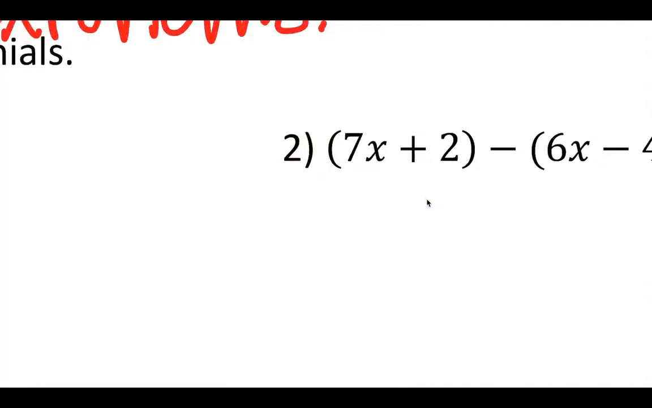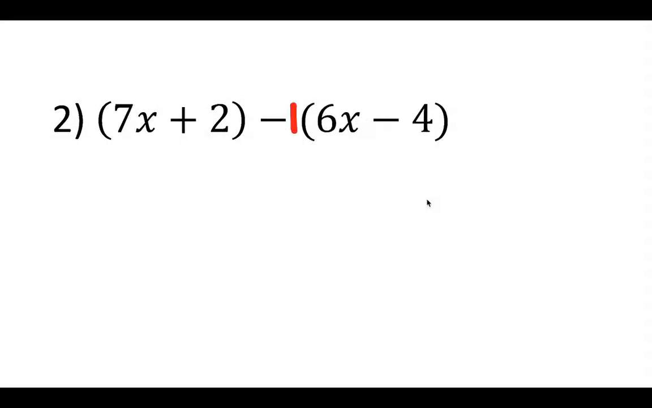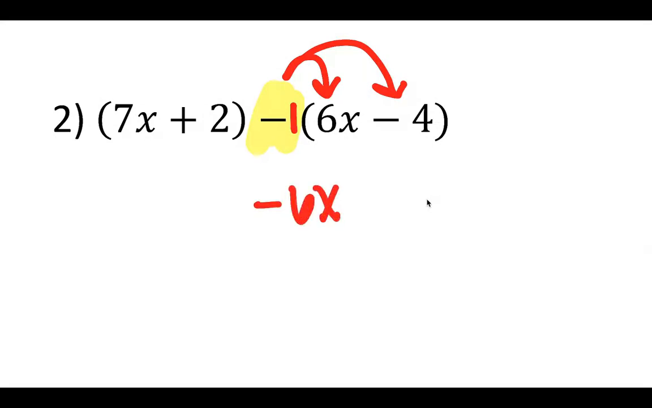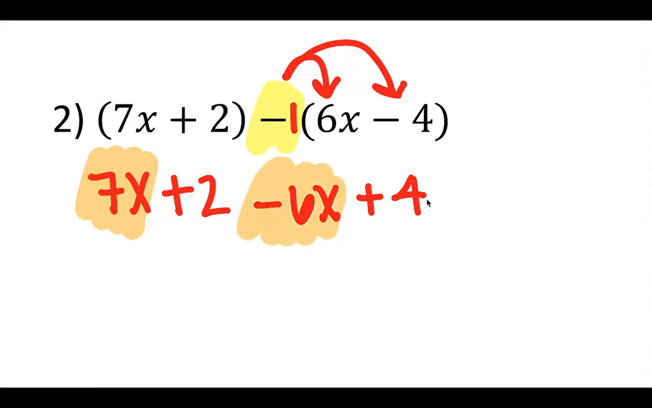Okay, same thing over here, except now it's a negative, so we're going to pretend it's a negative 1. And I want you to take that negative 1 and distribute it to everything inside the parentheses to get rid of the parentheses. So I have negative 6x, because negative 1 times 6x is negative 6x. Negative 1 times negative 4 is a positive 4. And again, I'm going to bring this down, 7x plus 2. Now I can start combining, right? I've got all my x's and then all my constants.